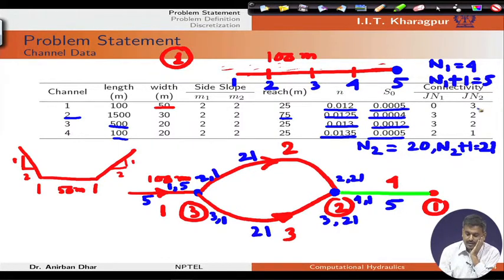Channel connectivity, this is for channel reach 1, this is 0 and 3. That means it is starting from 0, there is no channel junction here. So, I am writing it as 0, and the next channel junction is 3. Channel reach 2, it is starting from 3 and ending at 2. Channel reach 3, it is starting at 3 ending at 2. Channel reach 4, it is starting at 2 and ending at 1. So, with this information we can start the problem.